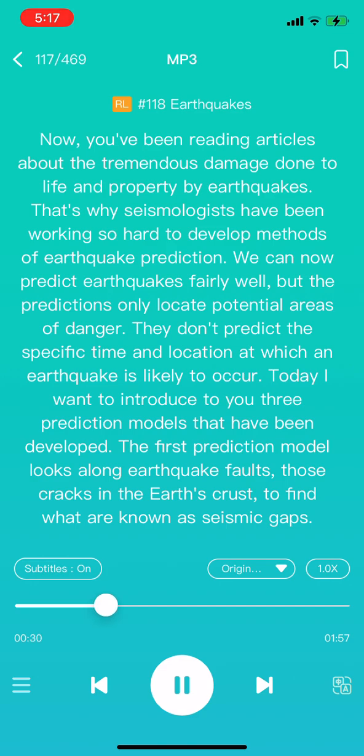The first prediction model looks along earthquake faults, those cracks in the Earth's crust, to find what are known as seismic gaps. Seismic gaps are places where the fault has shown little or no seismic activity for a long time. This theory postulates that such places are due for a major shock.